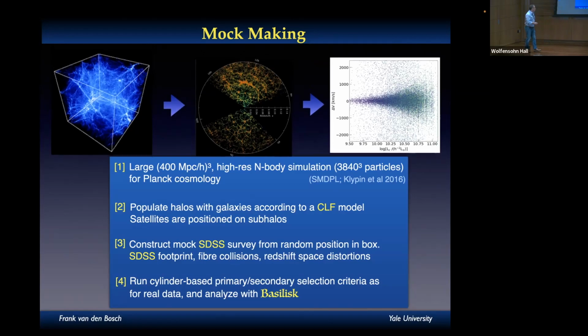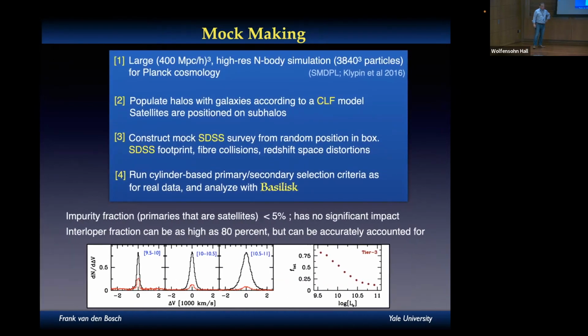So one thing you can first do is actually ask, how well does this primary secondary selection really work? It turns out that we have an impurity fraction, which means those are the primaries that actually are not centrals, that actually happen to be satellites. That fraction is less than 5%. And this is partially tuned, because that's how we tuned our cylinders to get the impurity fraction down. And what we can do with the mock is analyze the data with the impurities in there and with the impurities taken out, and we find that it makes no difference. The inference of the conditional luminosity function is basically indistinguishable. That's a big relief, because that could have really screwed things up.